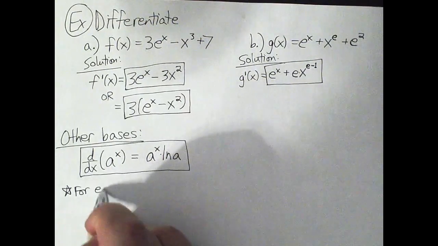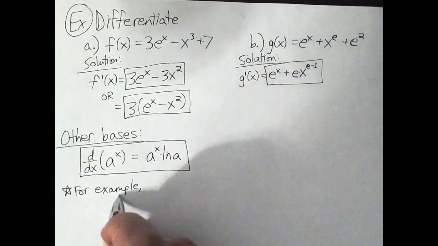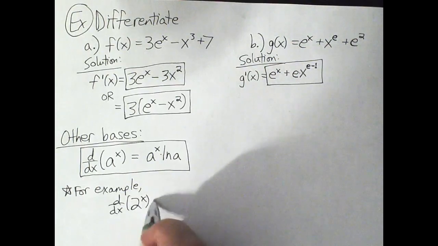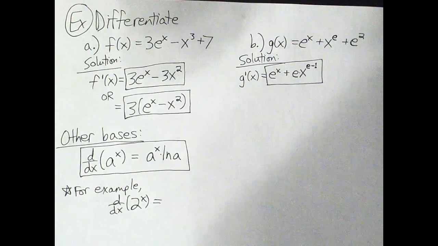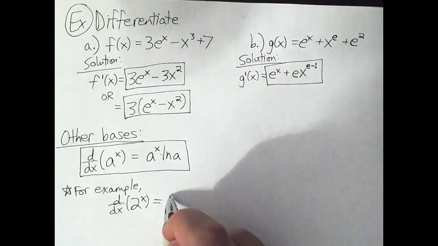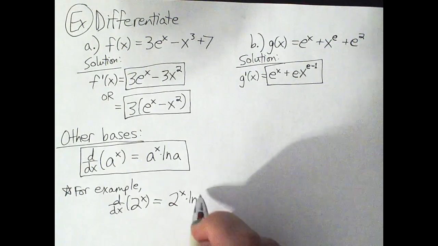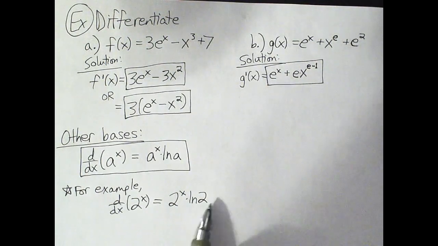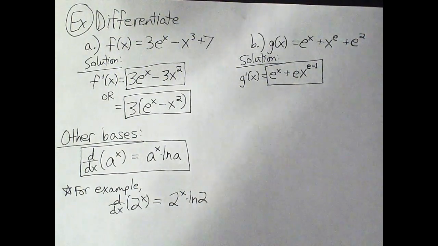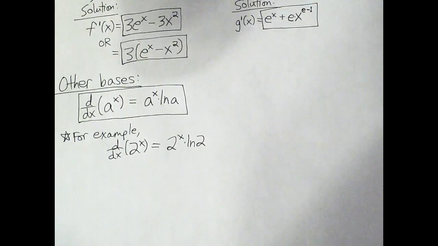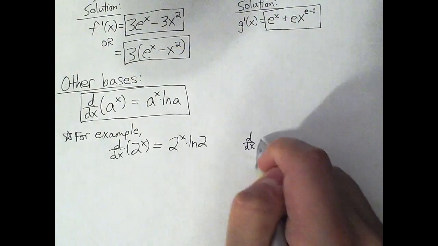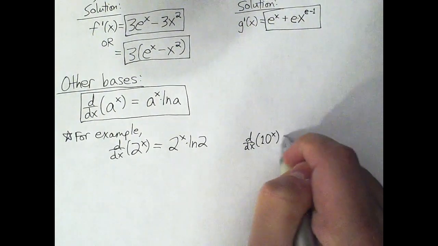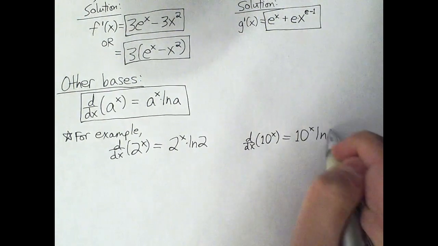For example, the derivative of 2 to the x, that is an exponential function with base 2, and its derivative is 2 to the x times ln 2. And by the way, ln 2 is just a number, right? ln 2 is just a constant. You could actually move it to the left, put it out front if you want, or you could leave it here. I guess another common base is base 10. So this would be 10 to the x times ln 10.